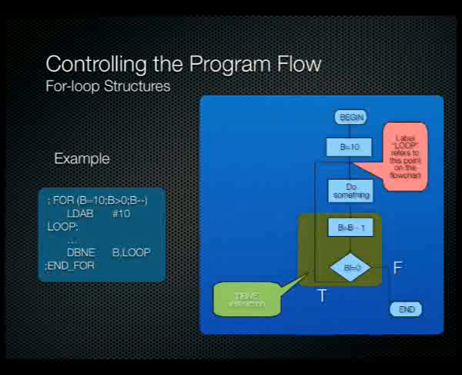So I've shown this in assembly code. We simply load our accumulator B with the value of 10. We then have a label called loop. We then, using a DBNE command, decrement the variable B by 1. And then if it's not equal to 0, we go back to loop. So using a DBNE command, it does both the B equals B minus 1 and the B is not equal to 0 portions.